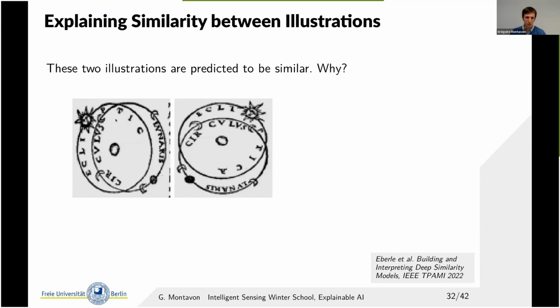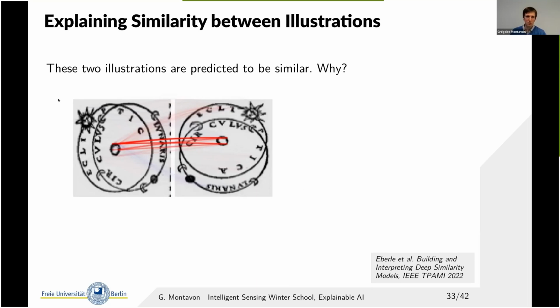And for example, we found that these two images were predicted to be highly similar. Of course, what we would ideally like is that the similarity is indeed supported by the objects in the image. But what we found out is that the reason for the high similarity was something unexpected, which is that there are these two little circles at the very middle of the image.